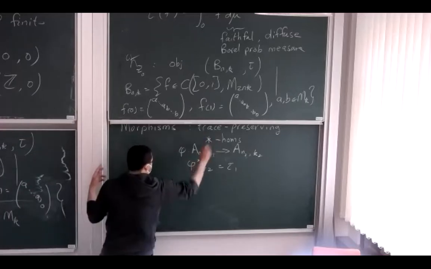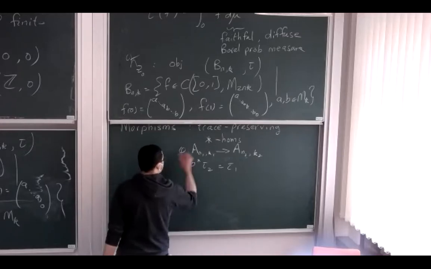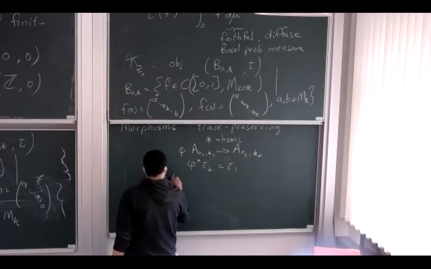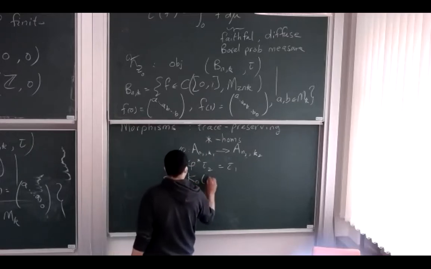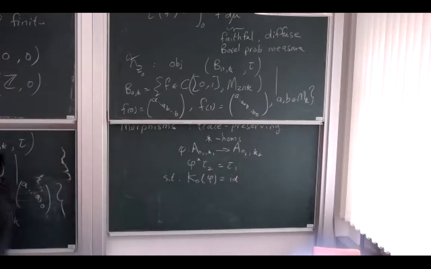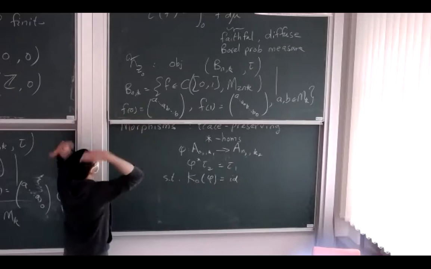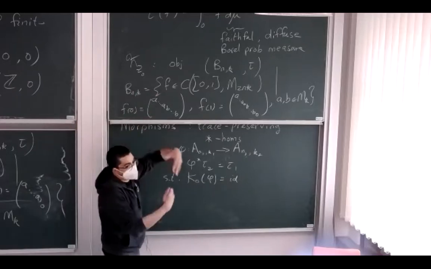Actually, okay, so we want trace preserving, and also we want it to be the identity on K-theory, such that K0 of phi is the identity. So that's no restriction here because there is no K-theory. But here, we do want to keep track. So what I mean by the identity, we map a generator to a generator.